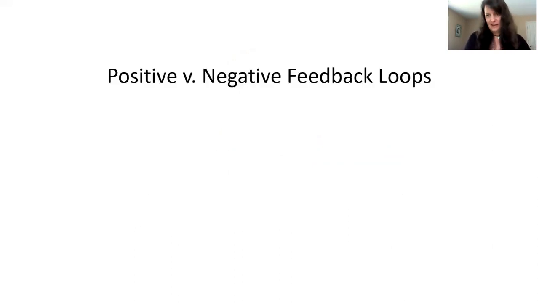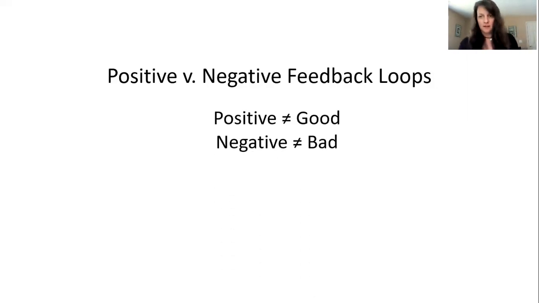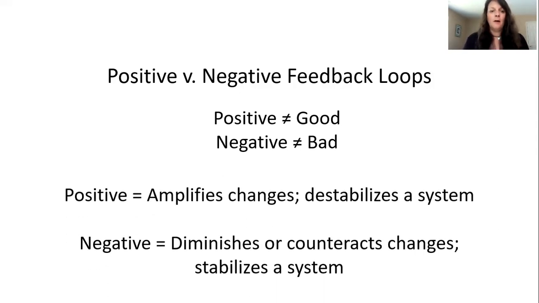So one of the trickiest things I think about understanding feedback loops is understanding what is a positive feedback loop and what's a negative feedback loop. And we get hung up a lot on the words positive and negative because generally our association is that positive is good and negative is bad. But in the context of systems and feedback loops, that's not necessarily the case. So a positive feedback loop amplifies change, and often it can destabilize a system, whereas a negative feedback loop just diminishes or counteracts changes, and it generally stabilizes a system.